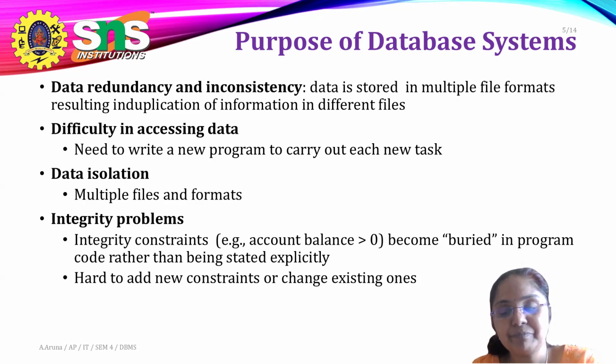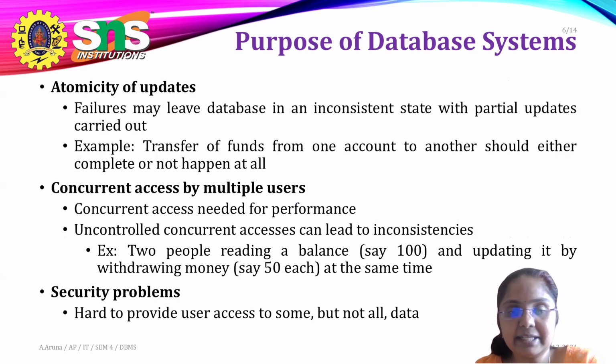Data isolation. Multiple files and multiple formats can be stored in multiple places, and each and every time we can't update all of them. To avoid data isolation, definitely we need the database system. The next thing is the integrity problem, that is a constraint. For example, an amount cannot be less than zero, but such constraints get buried in the program code rather than being stated explicitly. How do we add new constraints and change the existing ones? If you have it in the database, we can avoid the integrity problem.